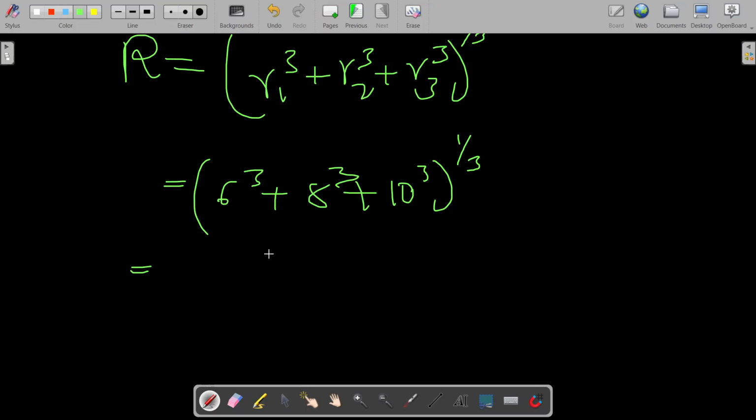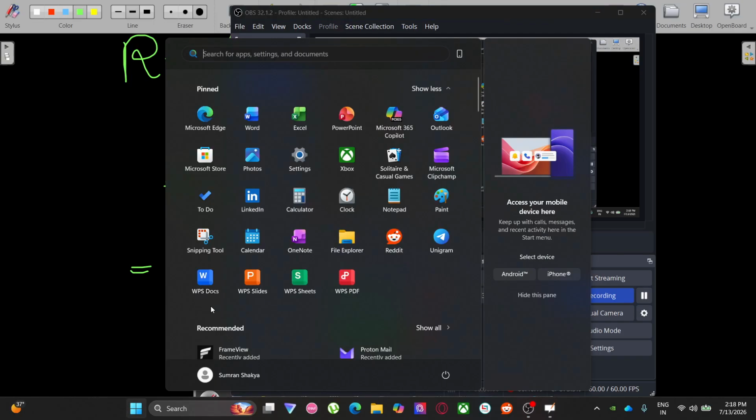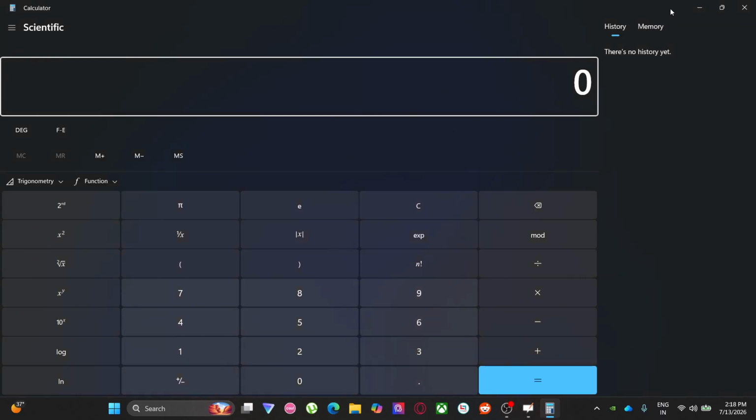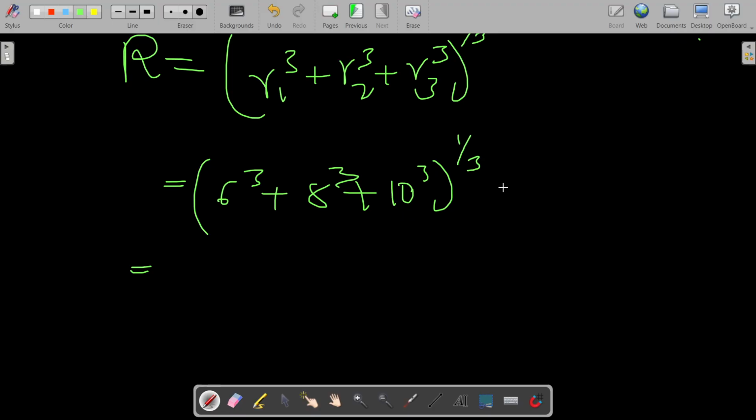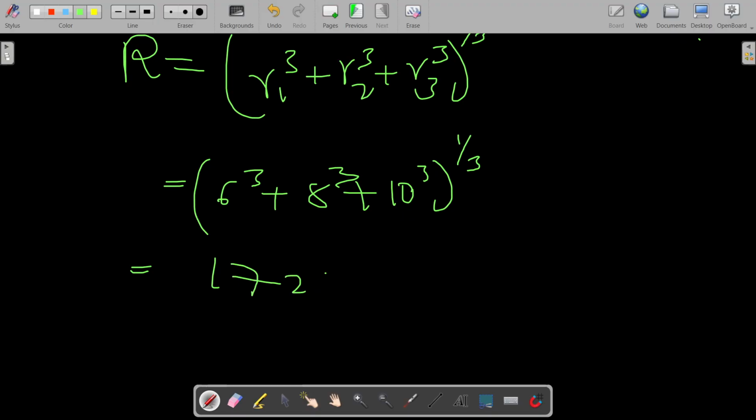So let me calculate this. 36 times 6 plus 64 times 8, which is 8 cube, plus 1000, which is 1728.